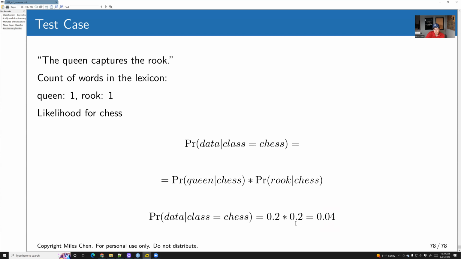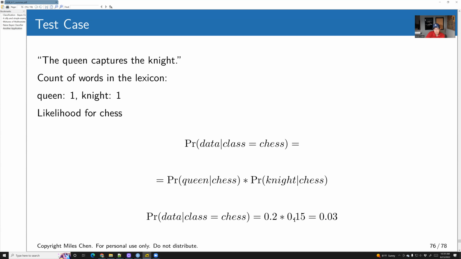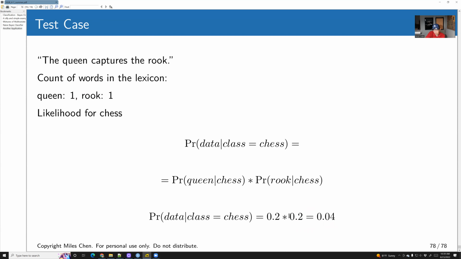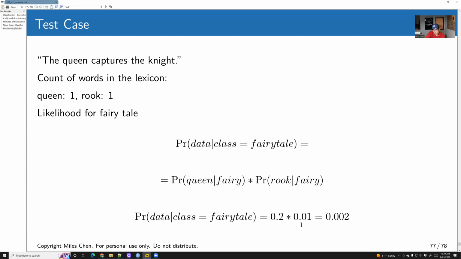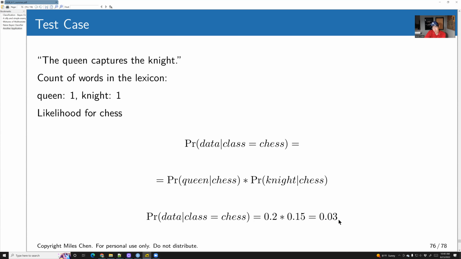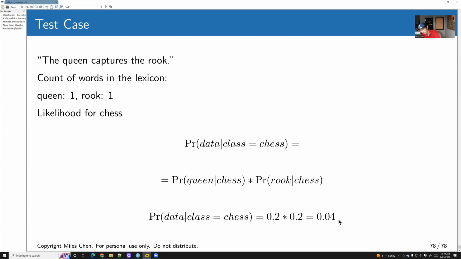What about the queen captures the rook? Oh, I messed up, this is a typo. So the queen captures the rook. Queen and rook here. For fairy tales, rook has only 0.01, whereas for chess, 0.2. So we take these two things, and the answer is going to be 0.002 versus 0.04. Quite different probabilities if we're dealing with the queen captures the rook. Now it is much more likely to be about chess.